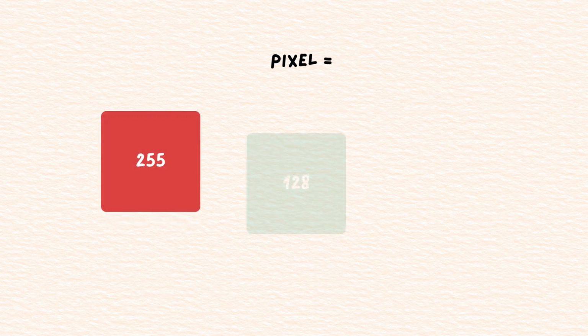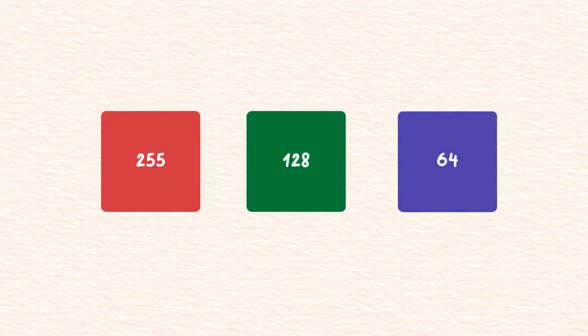Every digital image is made up of pixels. Each pixel stores color information using numbers. For example, a single pixel might be represented as 255 red, 128 green, 64 blue. Now imagine millions of these pixels packed together. To us, it's a beautiful photograph. To an AI model, it's just a giant spreadsheet of numbers.